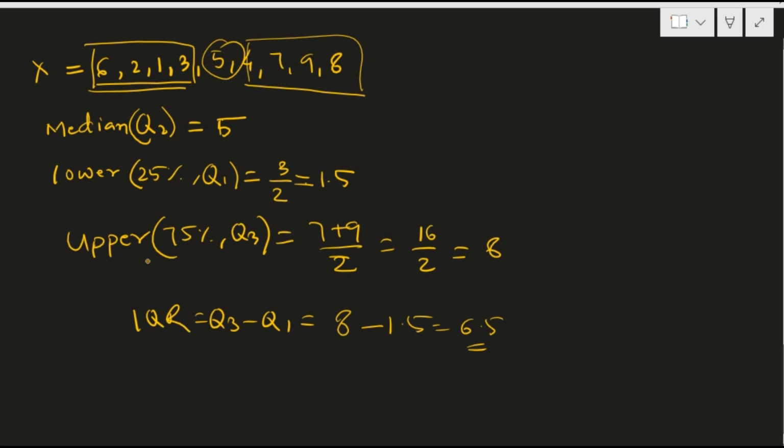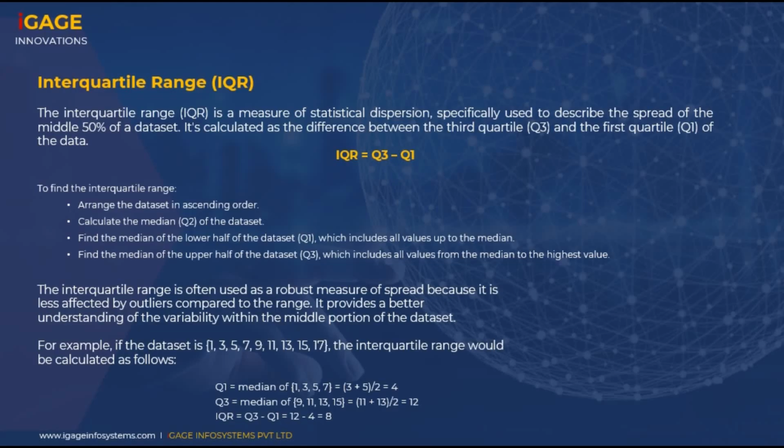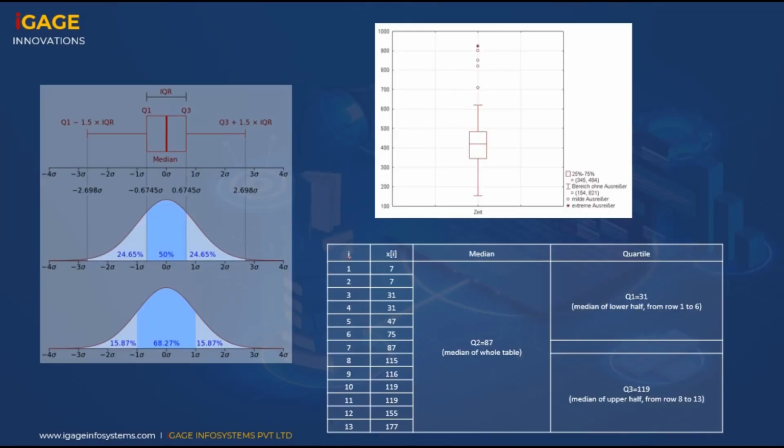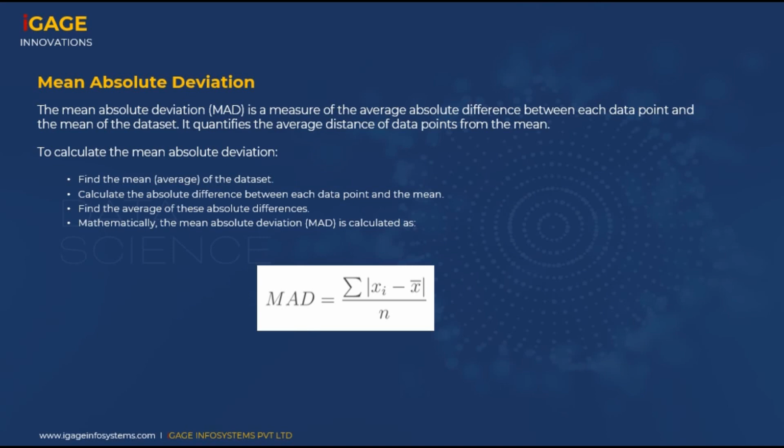Now we will take a look at our third measure of variability, that is variance. You can see that this is the area where most of our data points are concentrated, and we are considering this for finding the variability. Basically, variance is the average squared difference of the values from the mean. It measures how far each data point in the data set is from the mean.